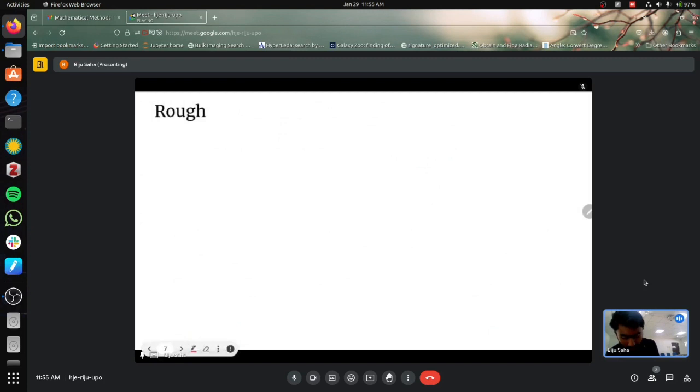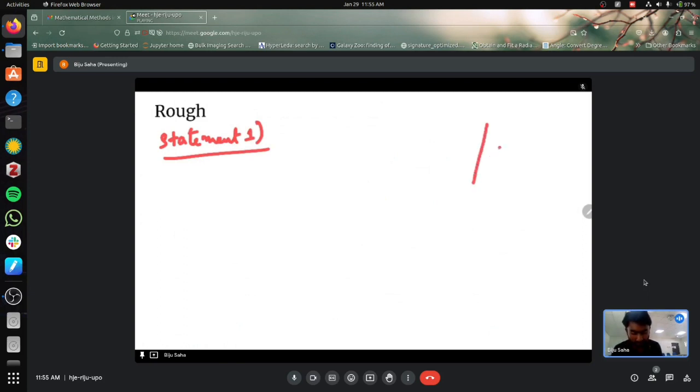So yeah, let us work this particular statement here. Suppose we have a parallelogram, this is our parallelogram, and let's say these are the diagonals.